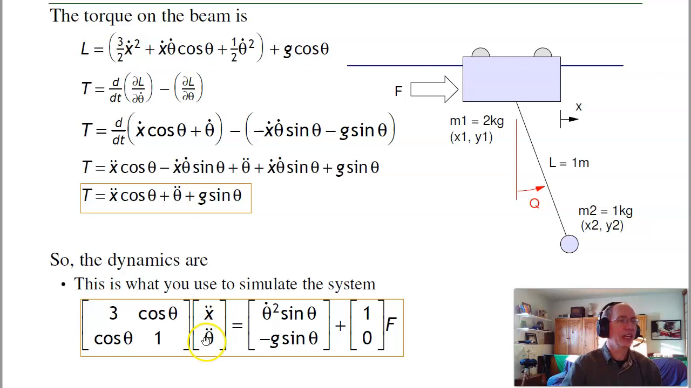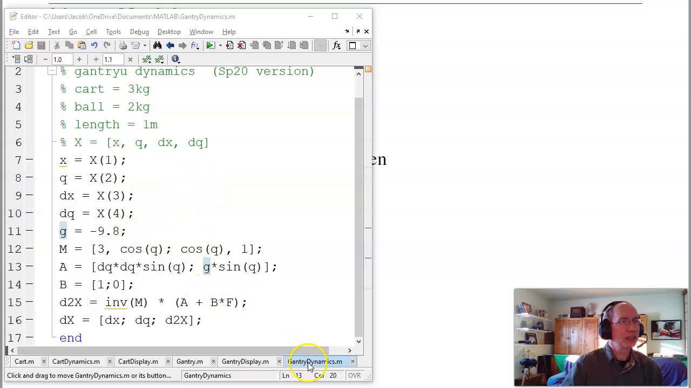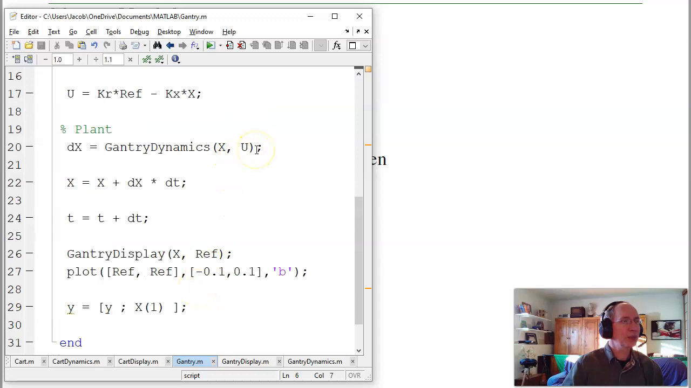So just use numerical integration and integrate every 10 milliseconds. What's happening over in this simulation? The program gantry dynamics takes angle, velocity, angular velocity, and calculates here's the mass matrix, the term on the left, your theta dot squared sine theta, g sine theta, and the inverse of the mass matrix times everyone else gives the acceleration. And then to animate it, given the input, calculate the derivative, and then integrate. So x 10 milliseconds in the future is the old value plus velocity times step size.